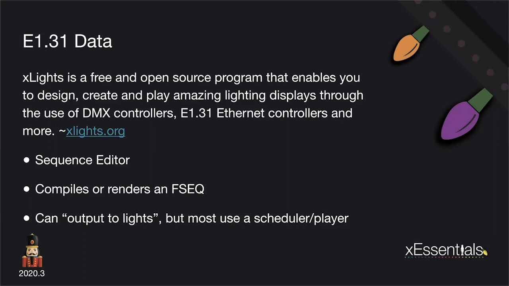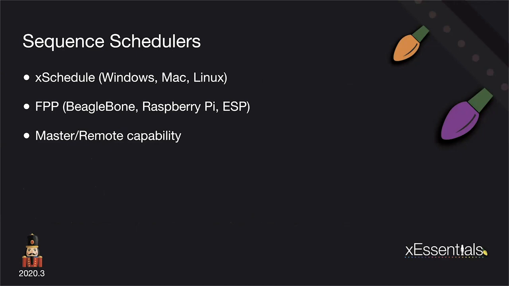In other words, there's a little switch in there that you can output from xLights, but it's really not designed to be a player. It's more of a sequence compiler. So you get everything looking like you wanted in xLights, and then you send that FSEQ file over to a scheduler or player and use that to actually play out to your lights.